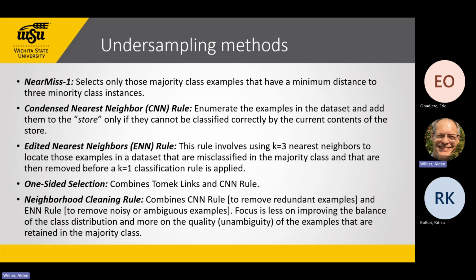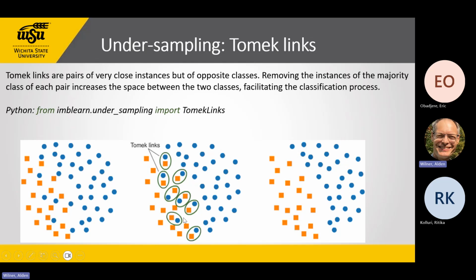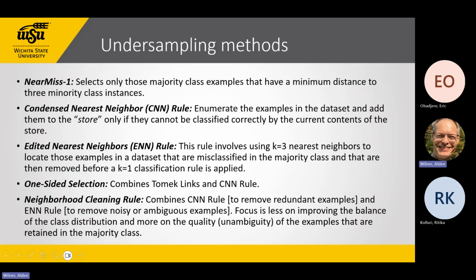Some other undersampling methods besides Tomek. NearMiss-1: select only those majority class examples that have a minimum distance to 3 minority class instances. So basically what we're saying is if we've got a data point like this one down here, it's in the majority class, but it's buried in a minority case, we're going to throw that one away because its 3 closest neighbors, right, are in the minority class, right? So that's just going to mess up our analysis if we leave that data point in there.